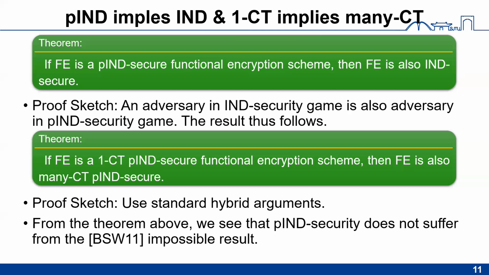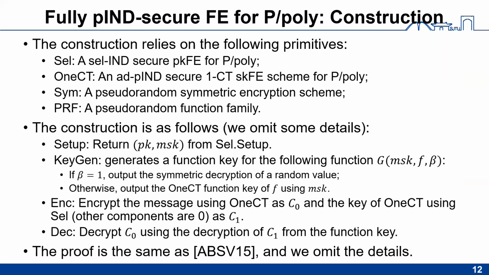And we have the following theorem. If FE is a one-CT P&D secure functional encryption scheme, then FE is also many-CT P&D secure. As for the proof, we just use the standard hybrid argument. And from the theorems above, we see that P&D security does not suffer from the BSW11 impossibility results. What remains is the existence of an adaptive P&D secure FE scheme for P/poly, which supports unbounded keys, so that our new security definition can avoid the AGVW13 impossibility results.